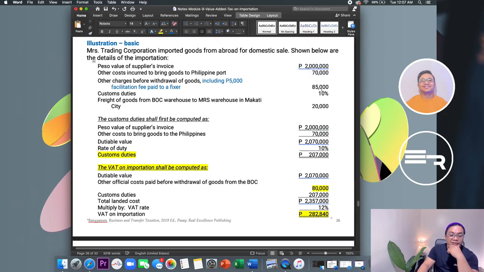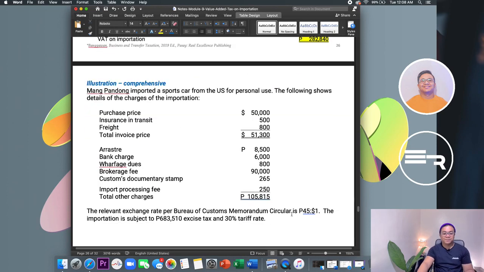How about yung 80,000? Hindi naman part ng ano yun, ng service ng customs. Okay? Yun lang. Ito lang tayo sa dalawa. So, 80, total landed cost. Yun yung total landed cost? Pag-land. Kumbaga, landed cost yung pag-land doon sa warehouse. Okay? Multiply by 12%. So, yun lang.